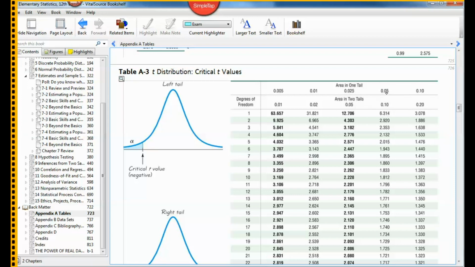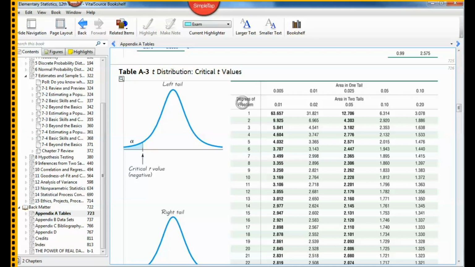So if we divided by 2 to get the area that we wanted in our right tail or left tail, 0.1 divided by 2 gives that. If we just take the 0.1, the area in the 2 tails, we're still here. So this is the column that we'll use, because our alpha was equal to 0.1, which is the area in 2 tails. By finding t sub alpha over 2, on this problem that became t sub 0.1 divided by 2, or t sub 0.05. So that's why we're using this column.